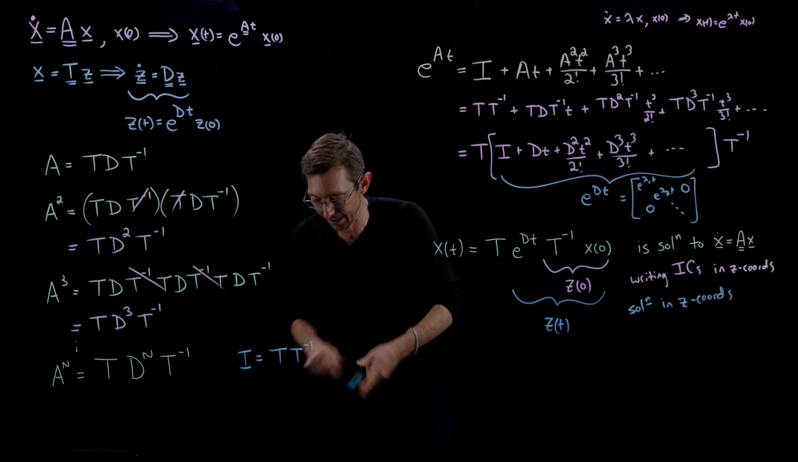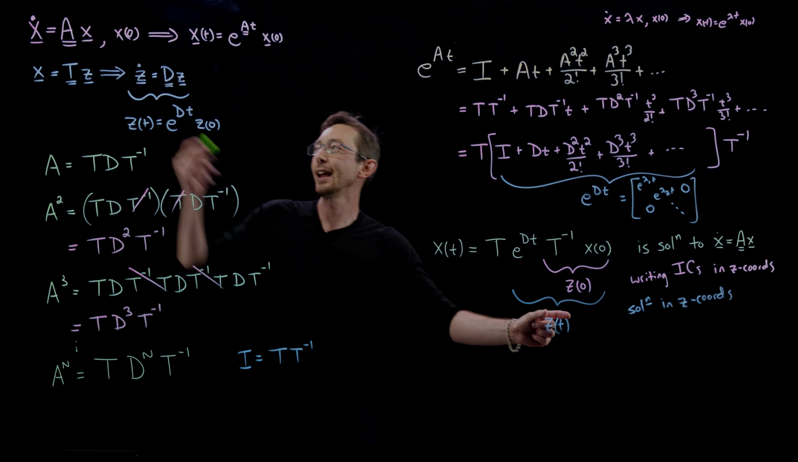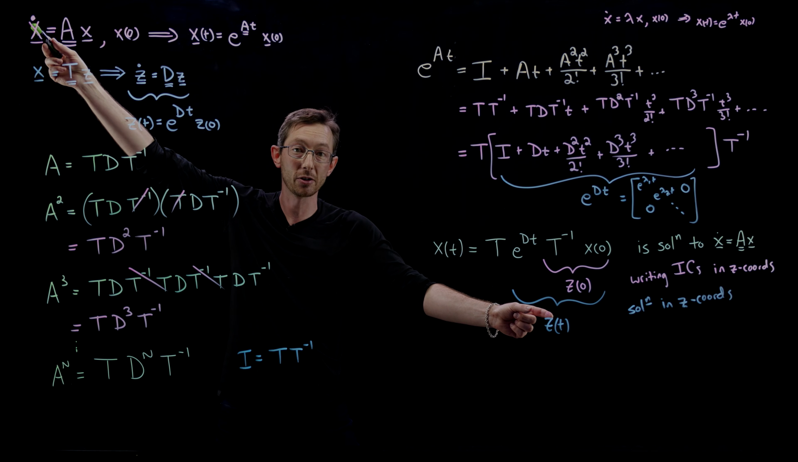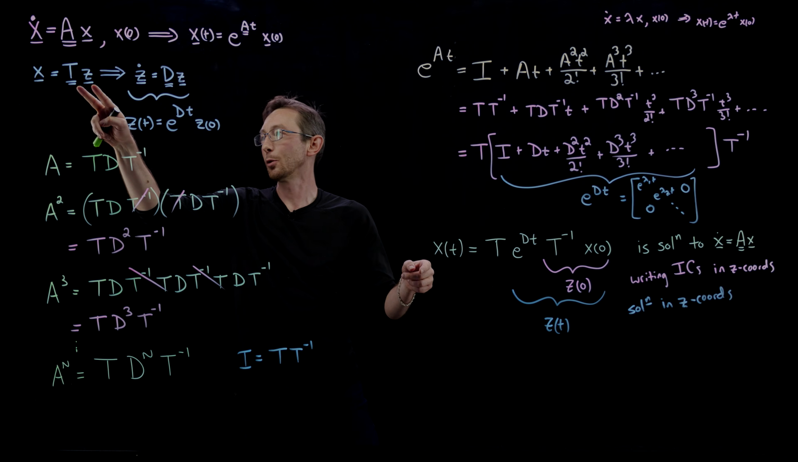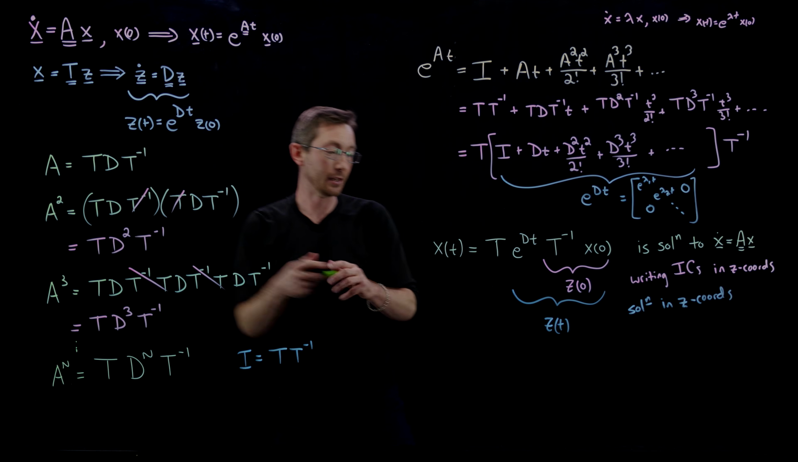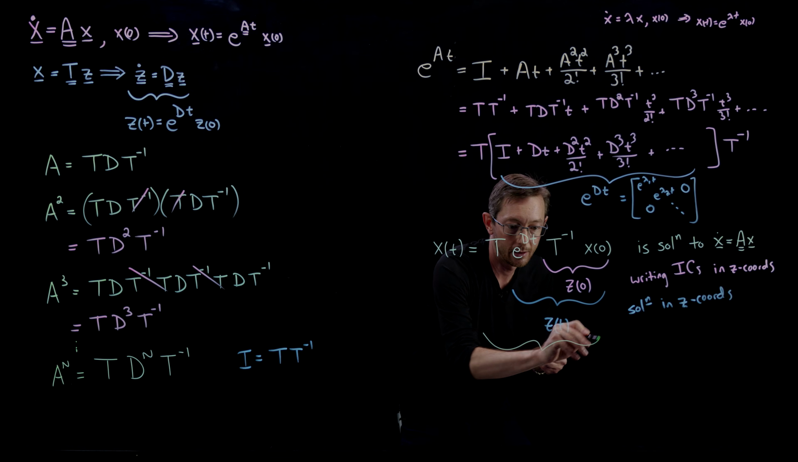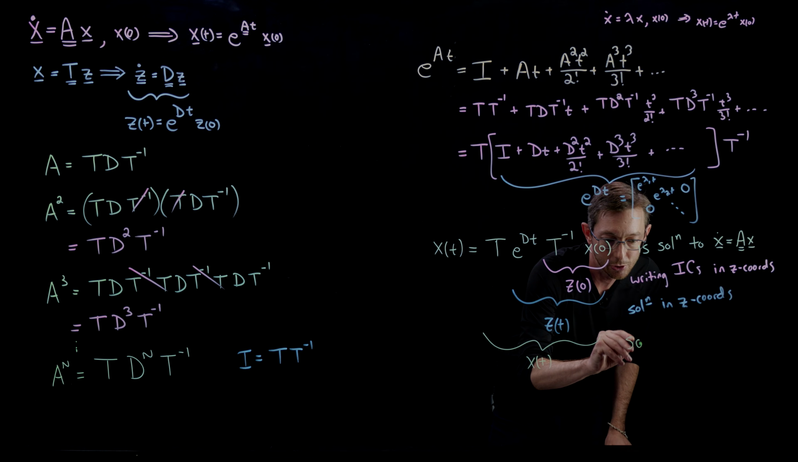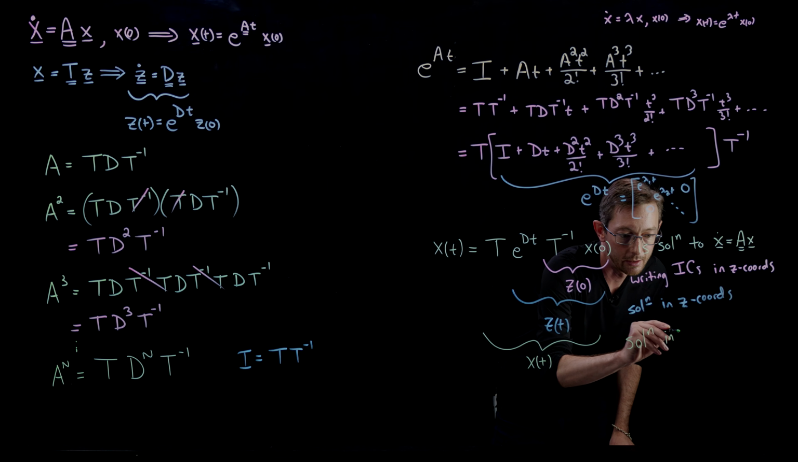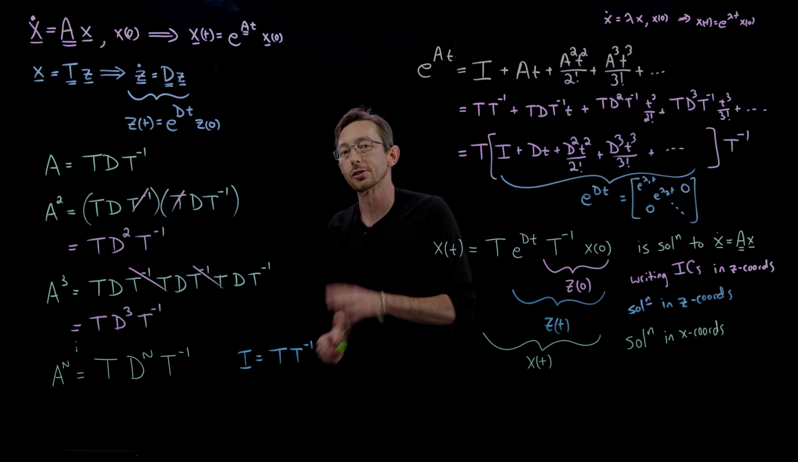And then finally, I have the solution in z coordinates, but I wanted it in x coordinates in the first place. I started in x coordinates. And so to get back to x coordinates, I just multiply by big T. Now I'm back in x coordinates, so we're back to the solution in x coordinates. And I think this is just really, really cool.